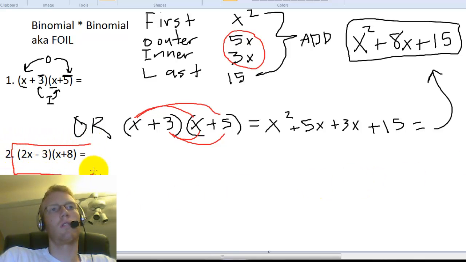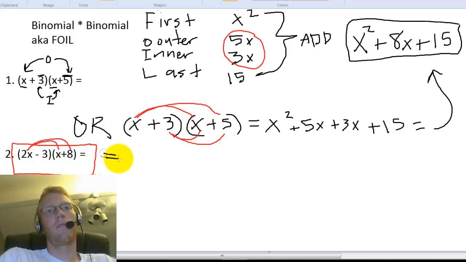So here's this example. I'm going to try doing it using this method of distribution. The 2x has to distribute to the x, and it also has to distribute to the 8. So 2x times x equals 2x squared. 2 times 1 is 2, x times x is x squared. 2x times positive 8 is plus 16x. 2 times 8 is 16, and I have x to the first power, and there are no x's here, so it just multiplies by x.